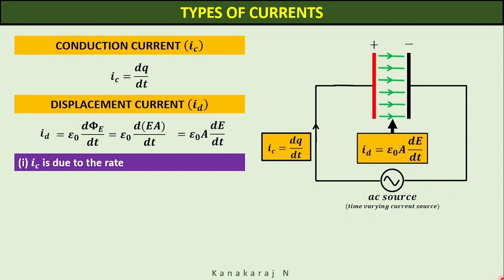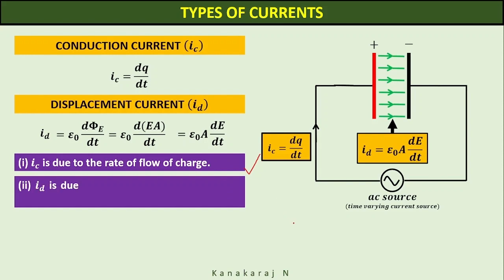IC is due to the rate of flow of charge. The conduction current is due to the rate of flow of charge. Good. Next, the displacement current is due to the rate of change of electric field.